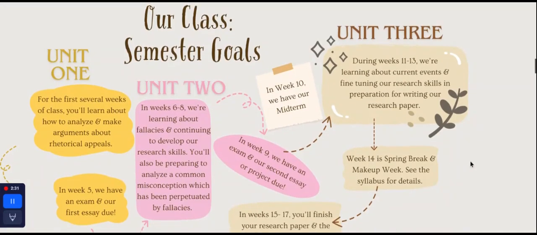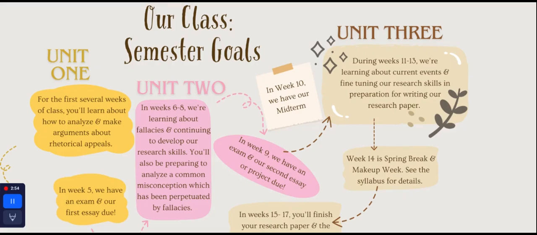All right, so a quick overview of what we do in our class. We have 3 units that we work through throughout the semester. So in Unit 1, we're looking at how to analyze and make arguments about rhetorical appeals. That's going to take up our first several weeks of class. Then in Week 5, we have an exam and our first essay is due.